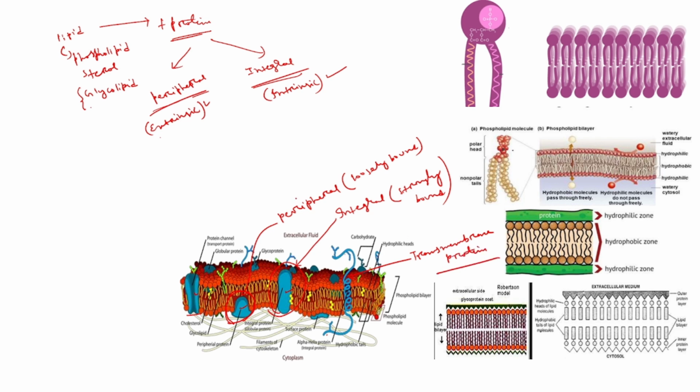So normally three types of protein are present. One is the peripheral, which is present just outside, at the periphery of the lipid bilayer. One is the integral, which means it is already present near the core of the plasma membrane. Another is the transmembrane, which is buried along the whole plasma membrane.